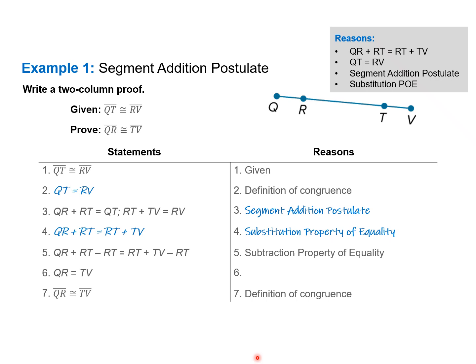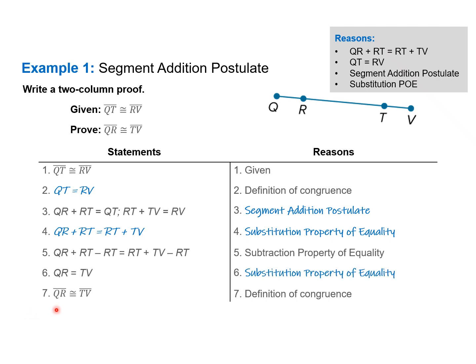Next, what do I see happening? They told us subtraction property of equality because we're subtracting RT from each side of the equation, and that would leave us with QR equals TV. So what allows us to go from this line to this one? Well, we actually subtracted, so that was the subtraction property of equality.